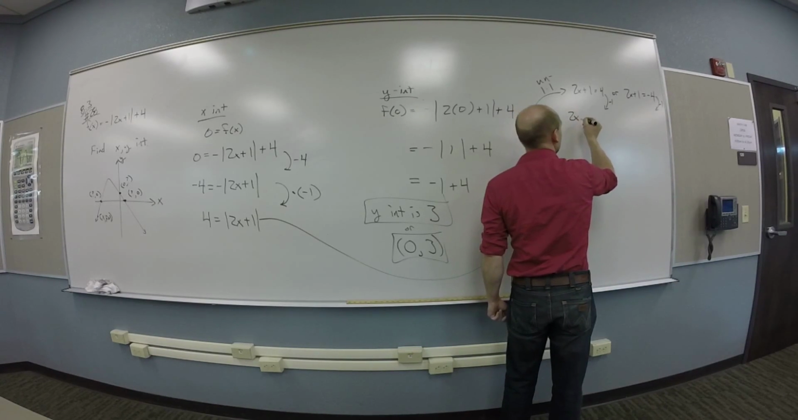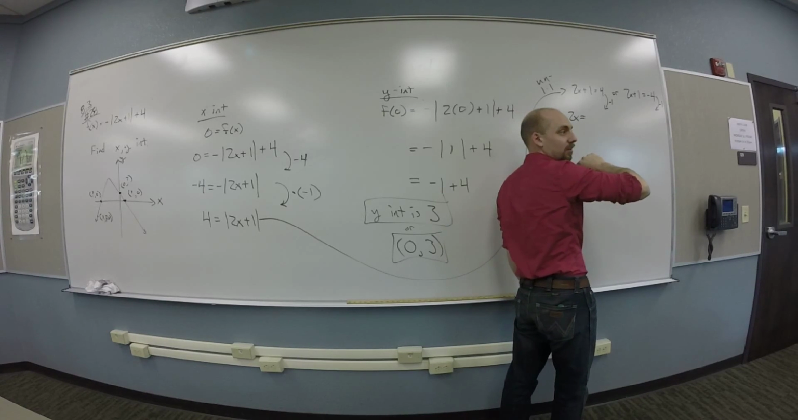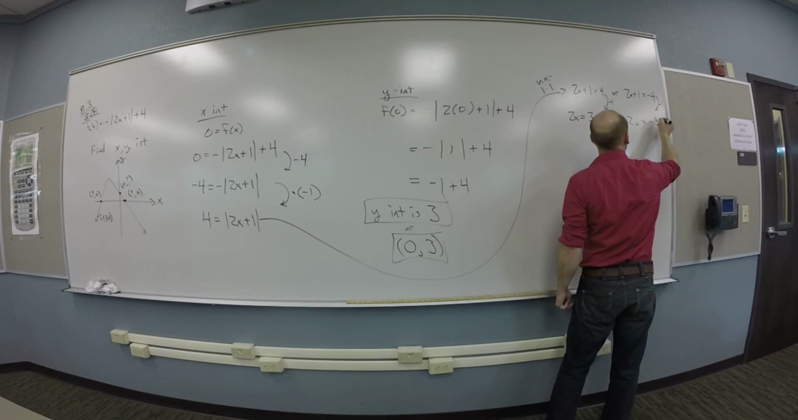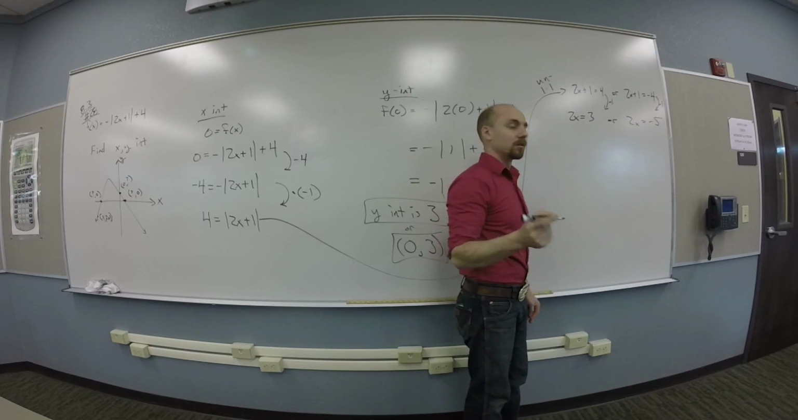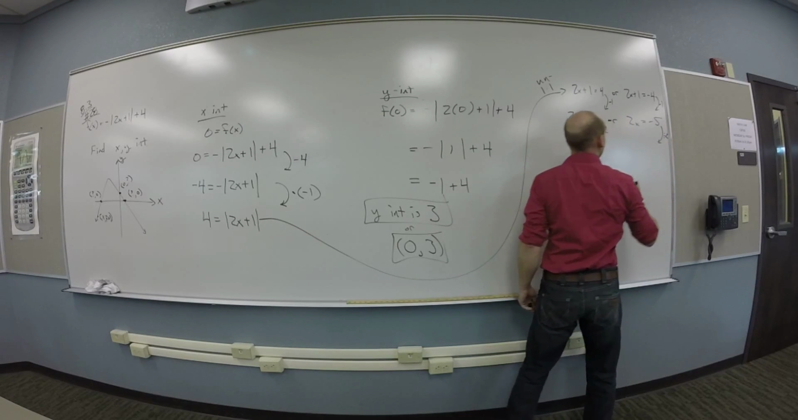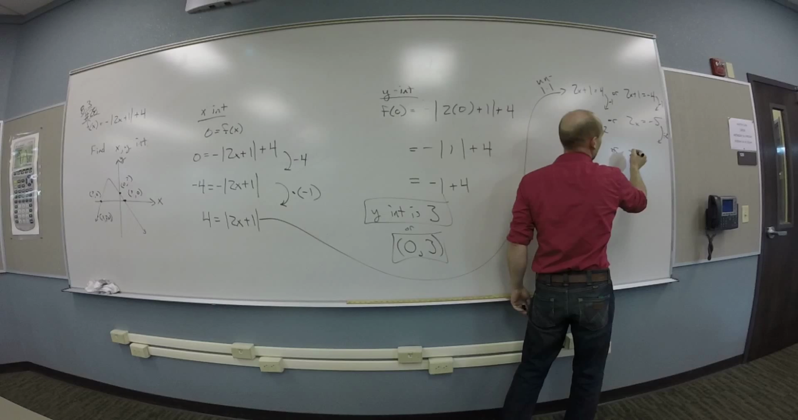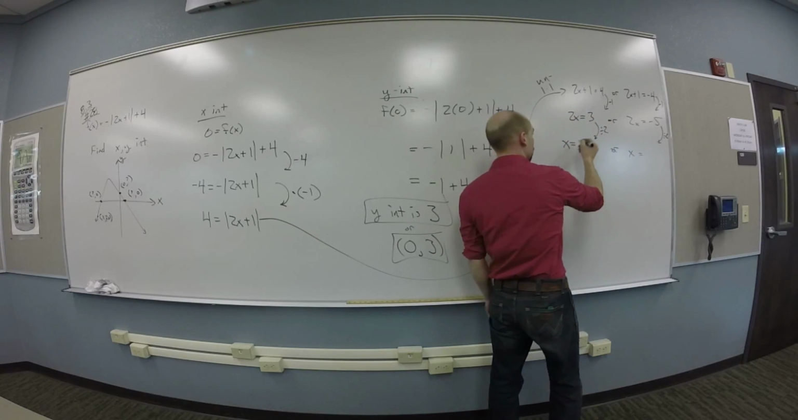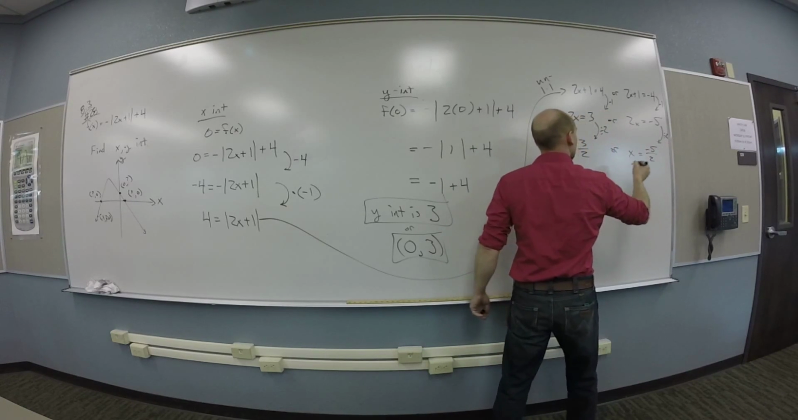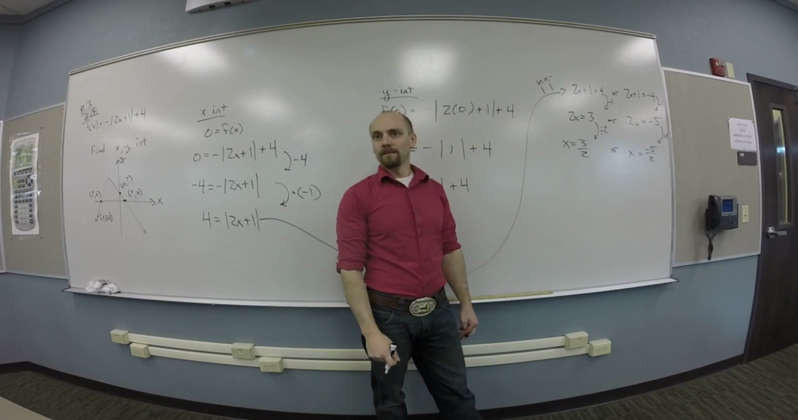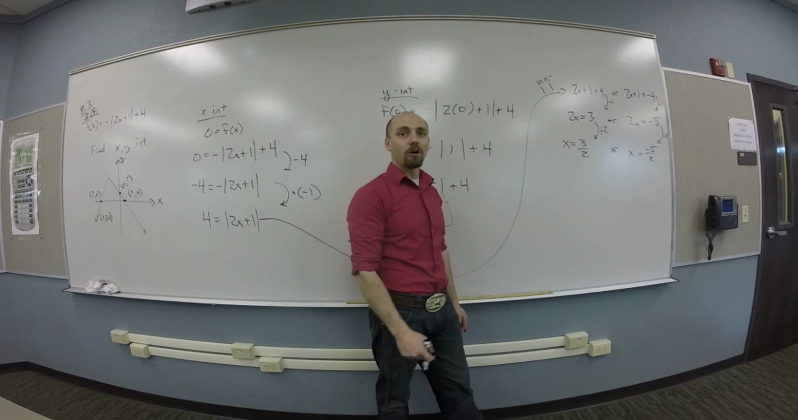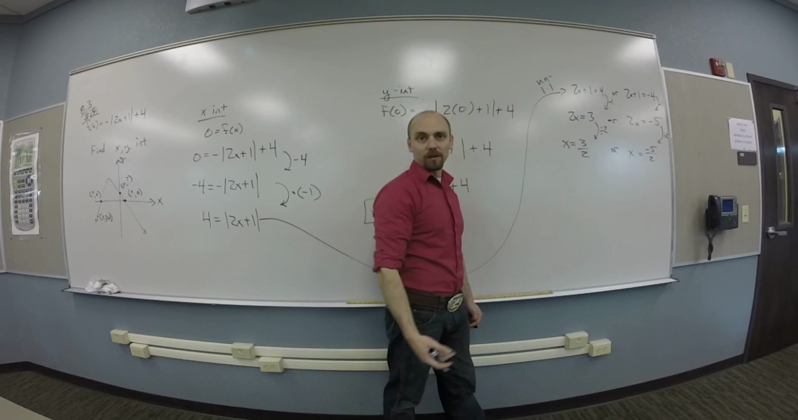So I got 2x is 3, or 2x is negative 5. Then what? Divide by 2. Again on both of them, right? So I got x is 3 halves, or x is negative 5 halves. So maybe I would phrase it: my x-intercepts are 3 halves and negative 5 halves.